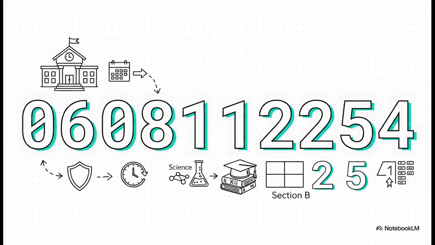Reading from left to right based on the exact rules we just built, 06 means the 6th school in the trust. 08 means they entered in 2008. 1 means the science stream. 12 means class 12. 2 is section B, and 54 is their roll number. That's 10 digits, perfectly categorized and instantly sortable by the software.